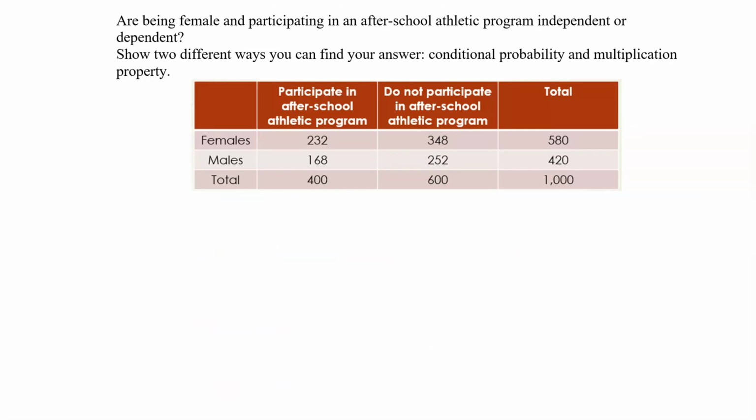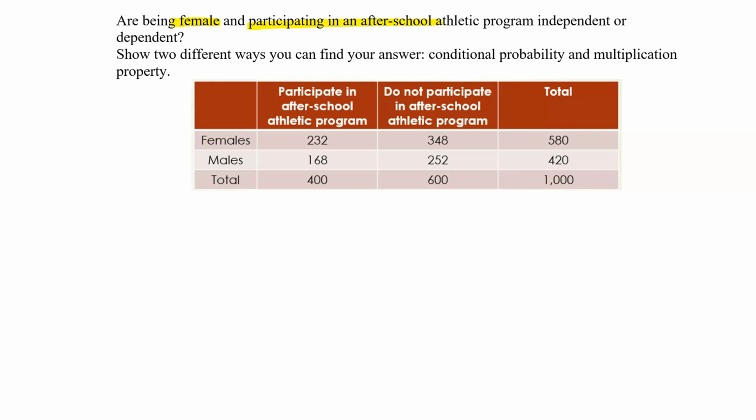For our last example, are being female and participating in an after-school athletic program independent or dependent? So the two events that we're looking at would be female and participation in our after-school program. Show two different ways you can find your answer: conditional probability and multiplication property.